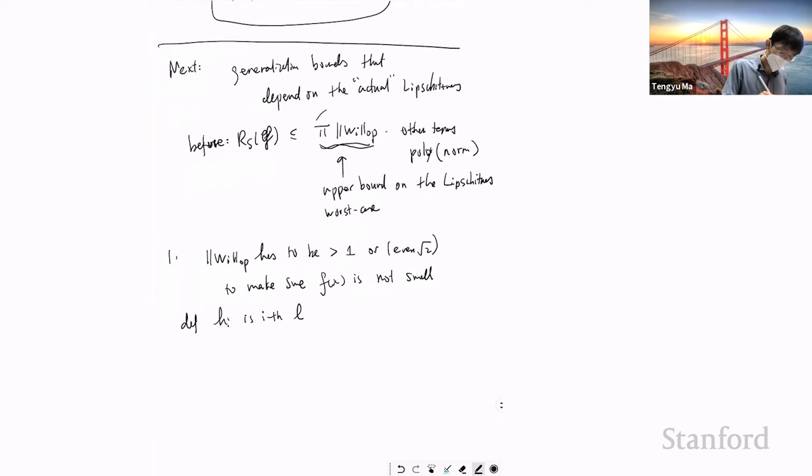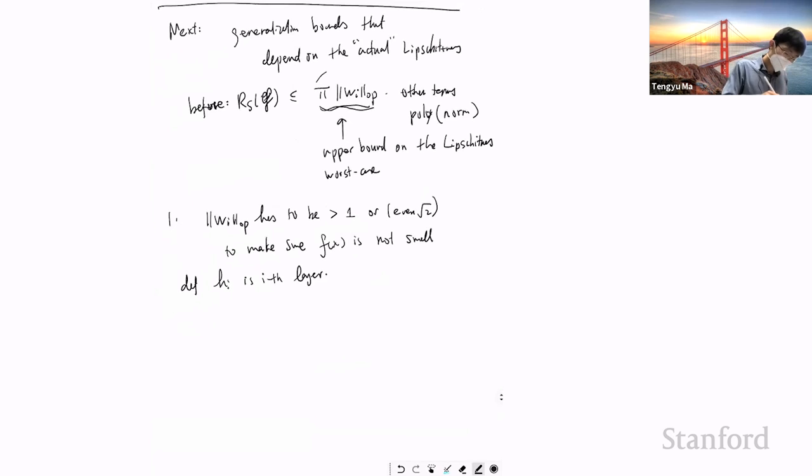Define h_i as the i-th layer. Then the norm of h_{i+1} is the norm of this. You apply this last layer, and as a heuristic, suppose you believe that this ReLU activation kills half of the coordinates. So it zeroes out half of the coordinates. Then after the ReLU, your norm will reduce by a factor of 1 over square root 2, because you kill half of the coordinates.